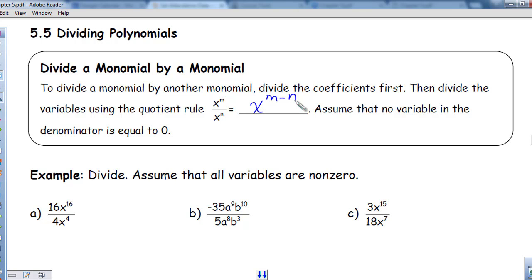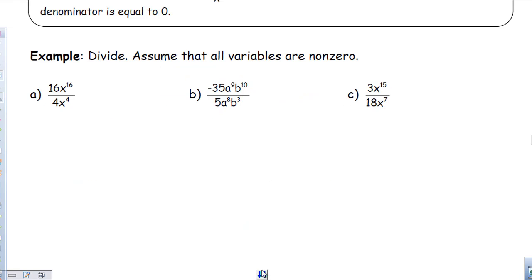Okay, so here's some examples where we're dividing one monomial by another monomial. Okay, so I've got 16x to the 16th over 4x to the 4th. Okay, when we divide, we get 4x to the what? 12th. Very good. Okay, we subtract the exponents.